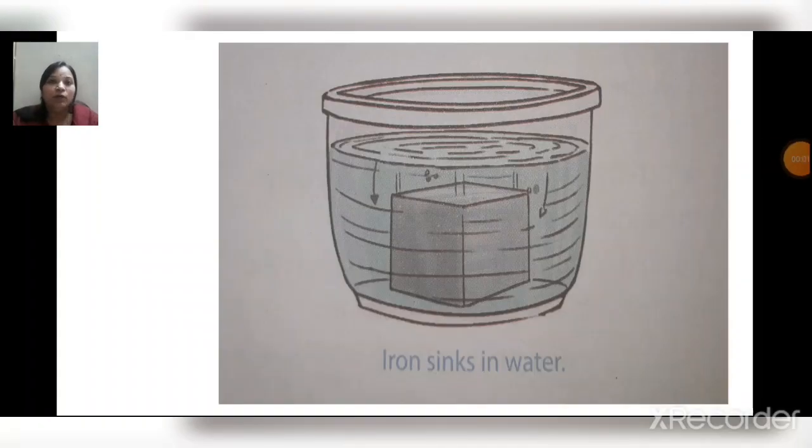Children, just now we saw an experiment. In that experiment we saw that the metal plate sank at the bottom of the bowl. In the picture shown on your screen, you can see that iron sinks in the water. Iron sinks in water, and the reason, as we have already discussed, is that substances whose densities are more than water sink in water, and substances whose density is less than water float in water, like cotton wool, wax, wood, etc. The densities of these substances are less than water. That's why they float on water.